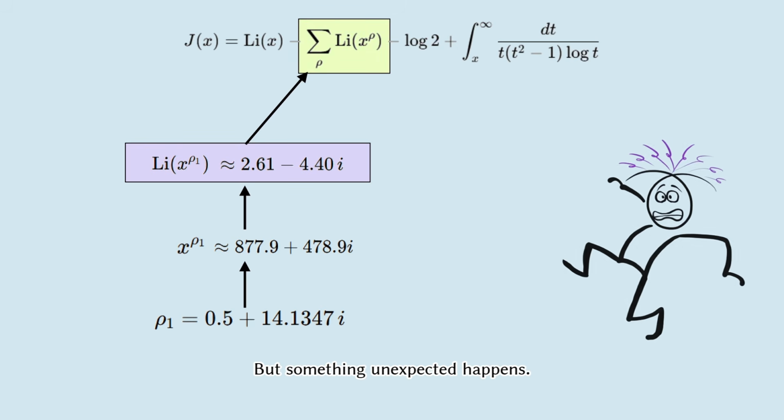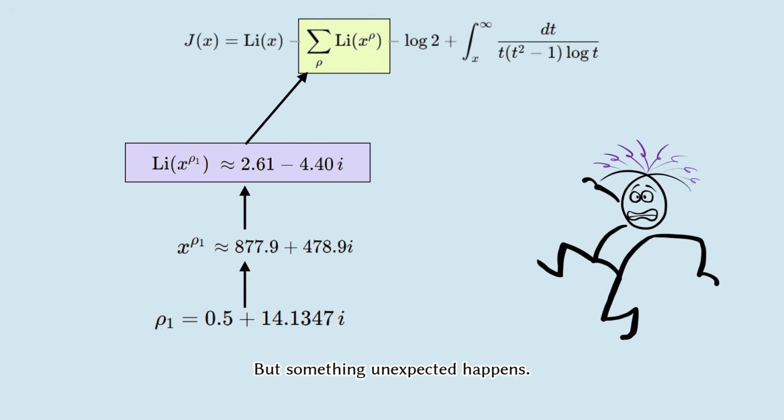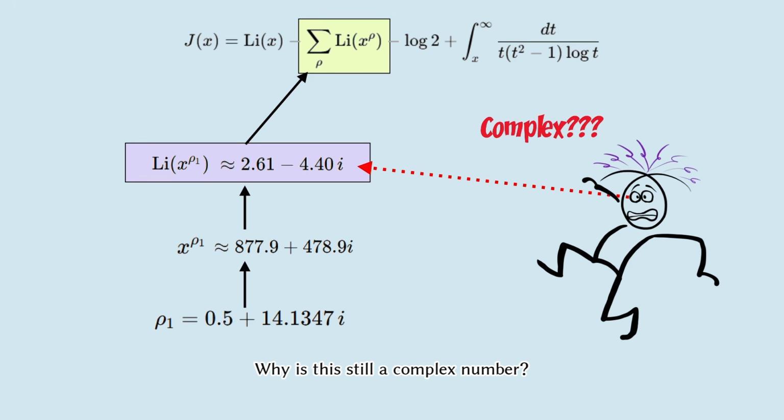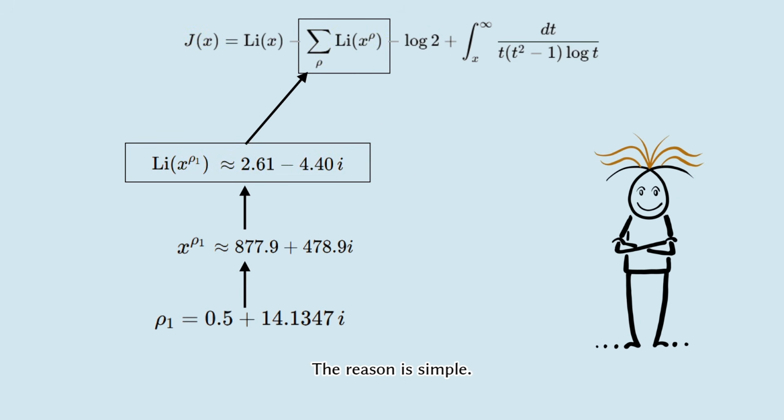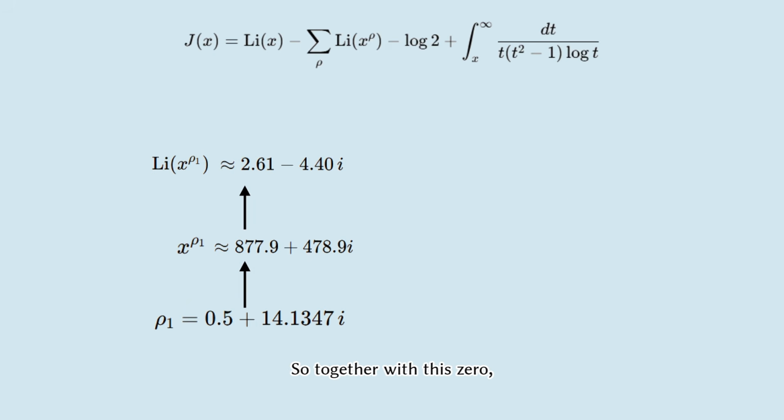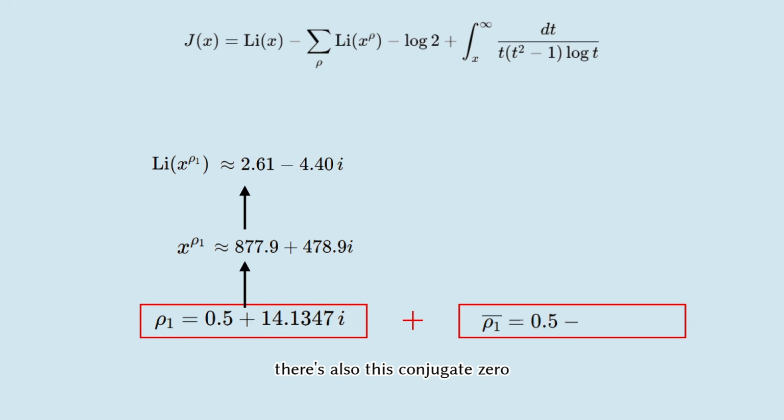But something unexpected happens. Why is this still a complex number? Now we are trying to count primes using J(x). So shouldn't the answer be real? The reason is simple. We haven't included the conjugate zero yet. Non-trivial zeros come in conjugate pairs. So together with this zero, there's also this conjugate zero.